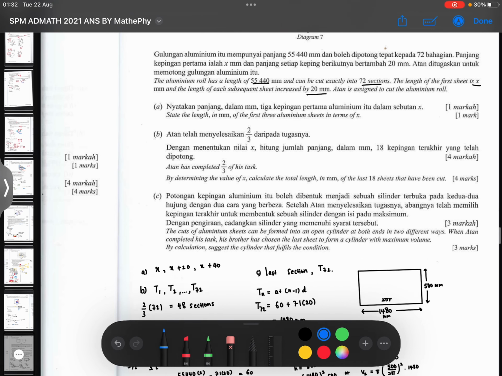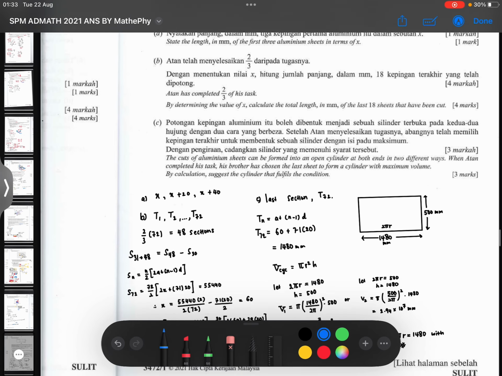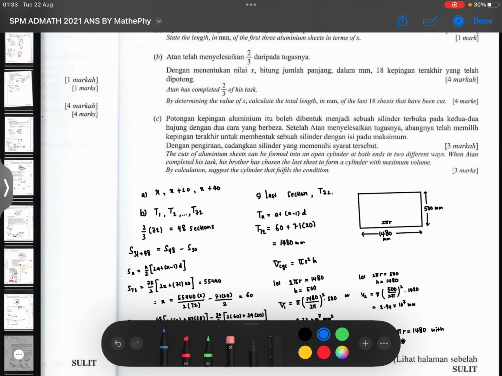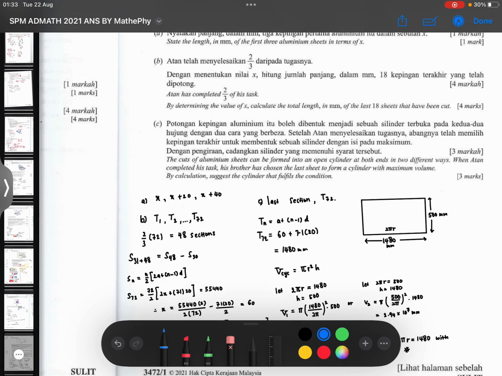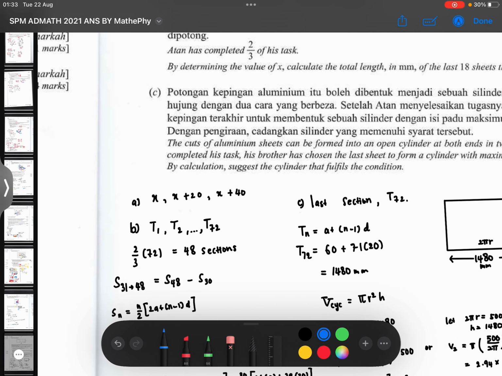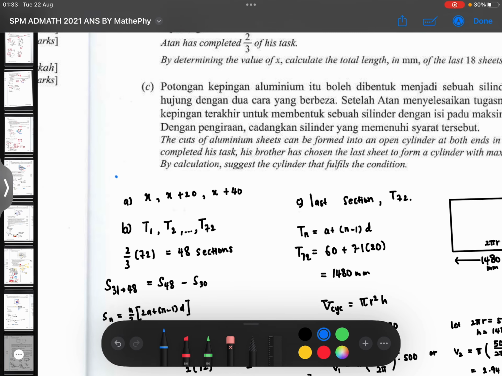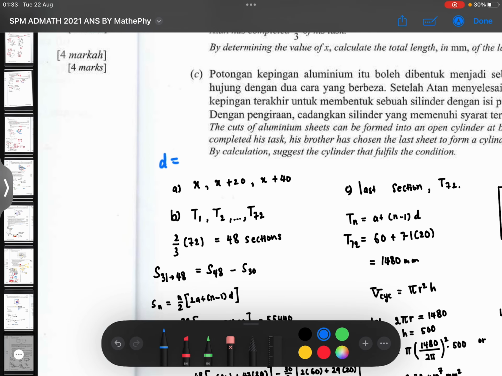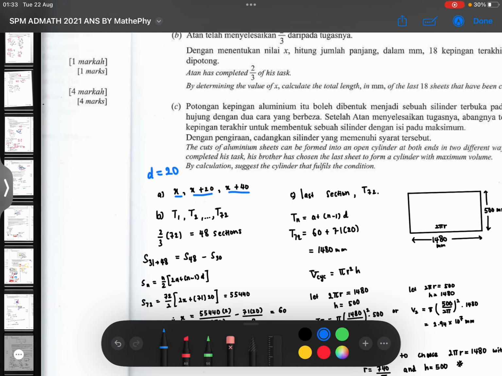Athan is assigned to cut the aluminum rod. So this is actually an arithmetic progression. So A, state the length in millimeter of the first 3 aluminum sheets in terms of x. Because the first term is x and it is incremented by 20, the common difference is 20 millimeter. So the first term is x, then plus 20, then plus 20. So that's the second and third term.